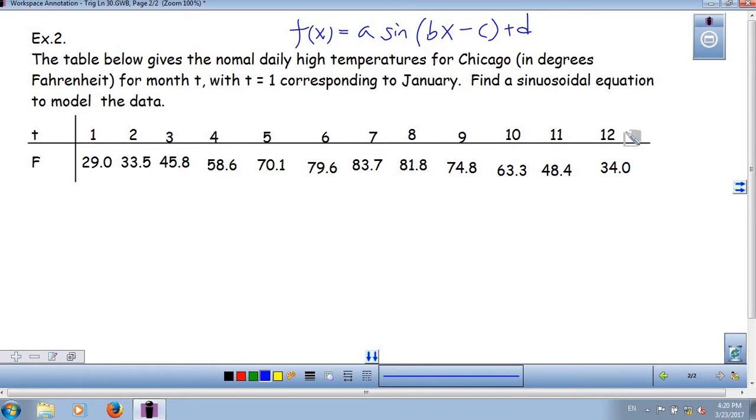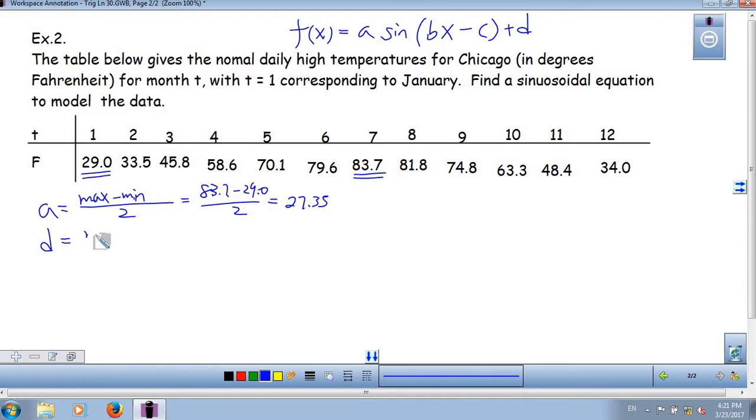Let's identify the maximum and the minimum value. The maximum seems to be happening in July, 83.7 degrees, and the minimum happened in January, 29.0 degrees. So let's find the amplitude. Amplitude A is the maximum minus the minimum, divided by 2. So that will be 83.7 minus 29.0, divided by 2, which gives us 27.35. It's measured in degrees.